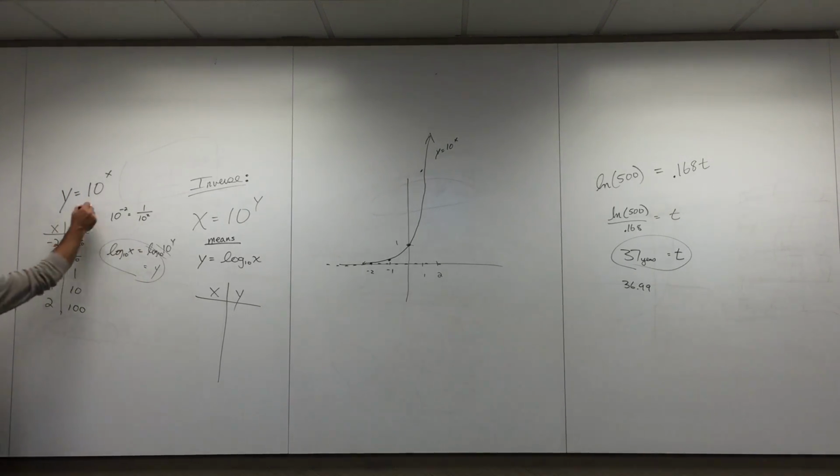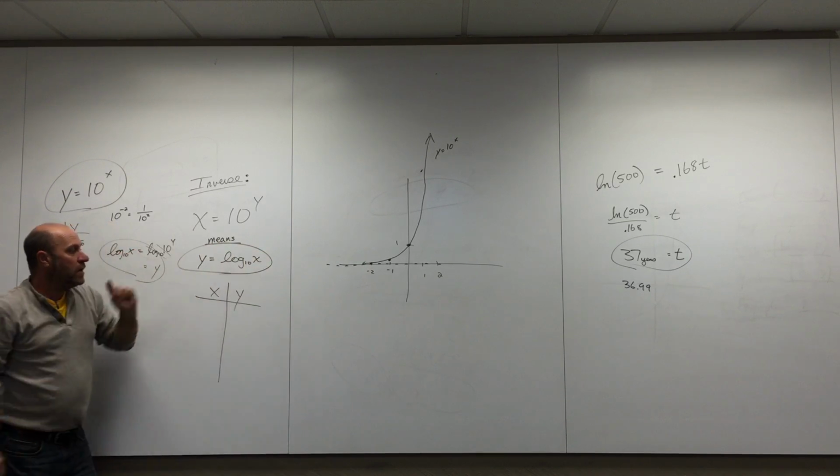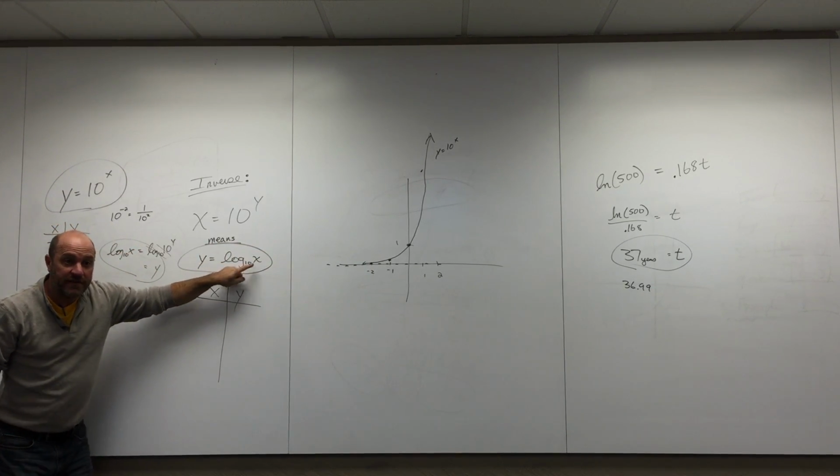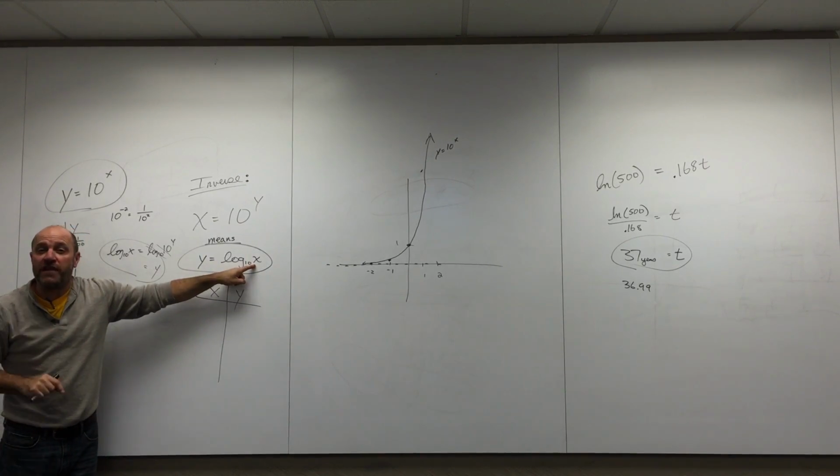What do you do with an exponential function? You plug in the exponents, you do the base to the exponents, and you spit out the answers. You plug in the 2, you get 100. You plug in the 3, you get 1,000. You're plugging in the exponents and looking for the answers. You know what you do on logarithms? You plug in the answers, because it's backwards. Everything's backwards. Now you're plugging in the answers, and you're looking for the exponent.